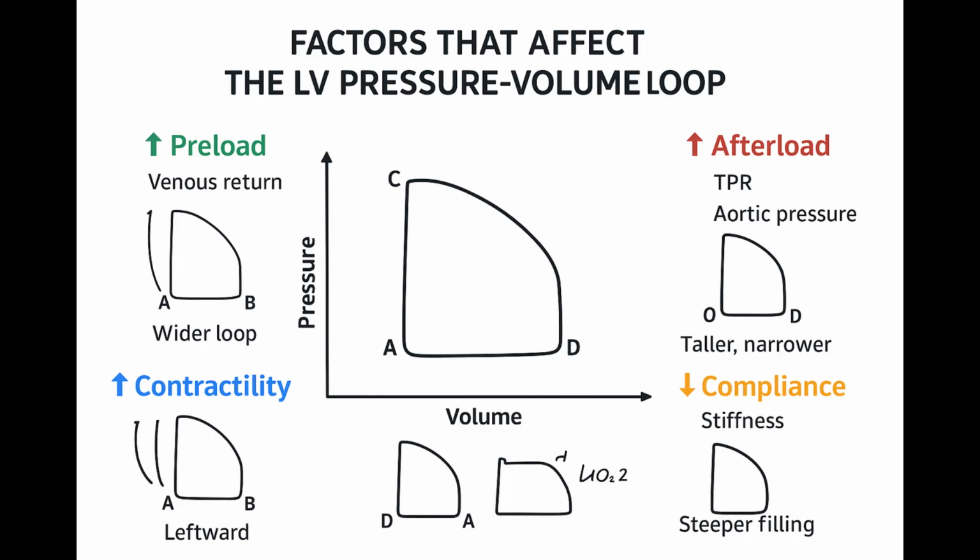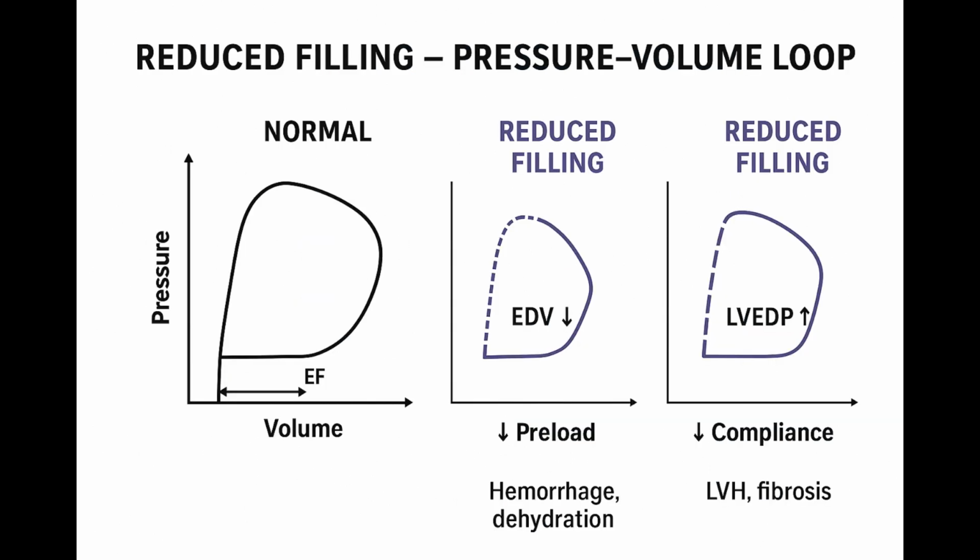Okay, last piece, tying back to the filling phase on the PV loop. We can see different reasons for poor filling. Hemorrhage, low preload. Right. In hemorrhage, the whole loop shifts left because there's less volume coming back. Both EDV and pressure at the end of filling, the LVEDP, are low or normal. Less blood, less pressure.